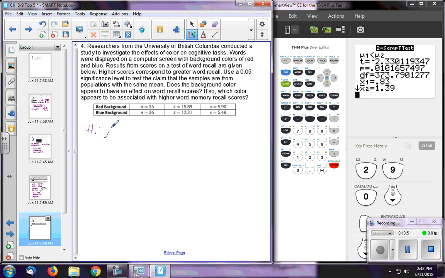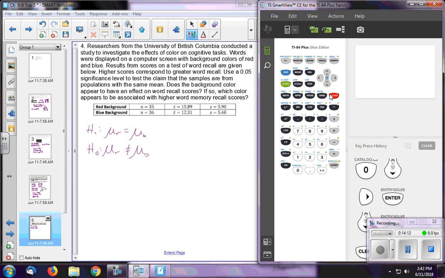We want to know, does the mean of the red background equal the mean of the blue background? And we're testing to see if those are in fact the same. So the alternative is that they are not in fact the same. Okay, red and blue, red and blue.